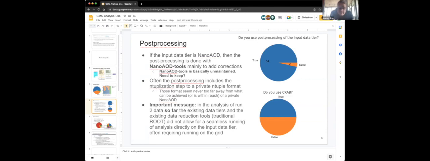We asked people if they use CRAB, if they post-process. The answer to post-processing, as you can imagine, is almost everyone post-processes their data in order to get it down to something that they can iterate quickly on. Because we know that as you go through an analysis, your time to insight or any sort of time to reiteration becomes necessarily shorter and shorter as you get down to the end of the analysis, basically.